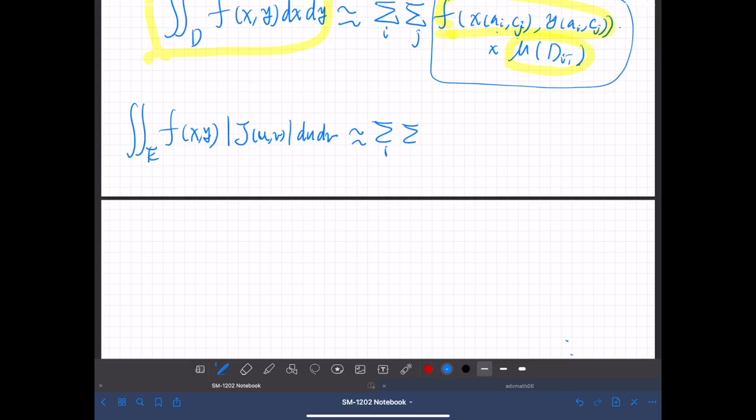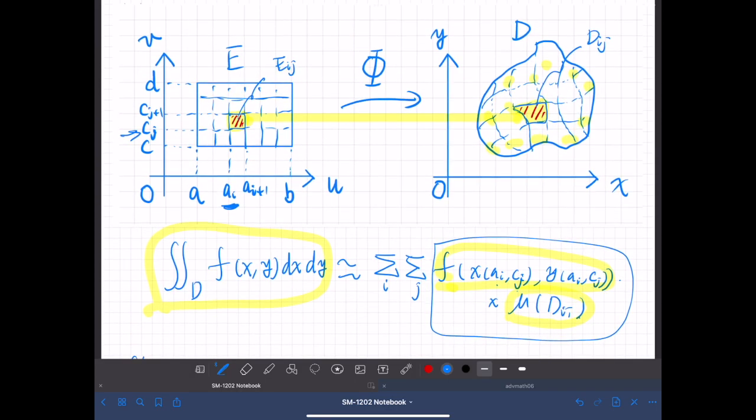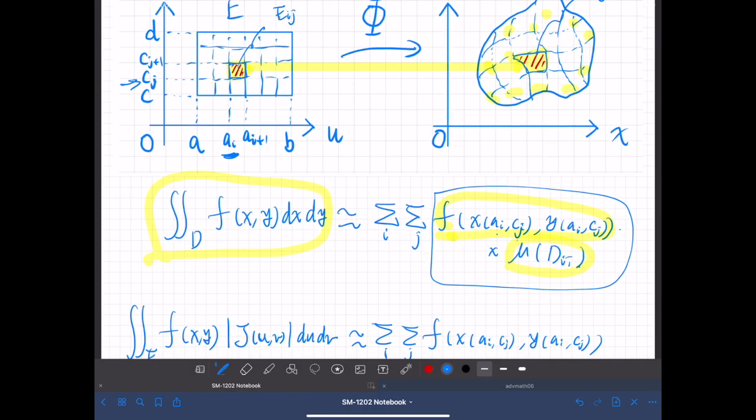As the summation again, f of x(ai, cj), y(ai, cj) times the Jacobian at ai and cj times the area of eij. Okay, so the area of eij is the area of this rectangle here.